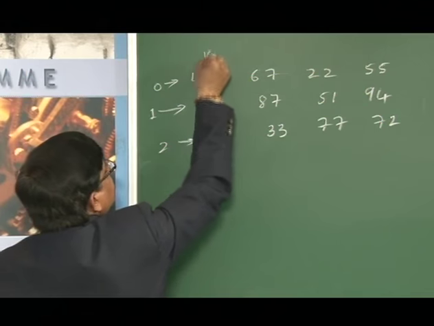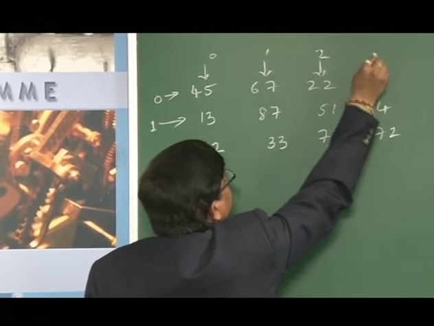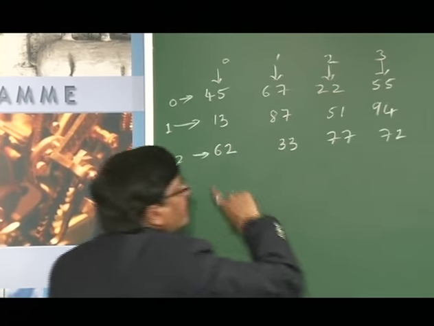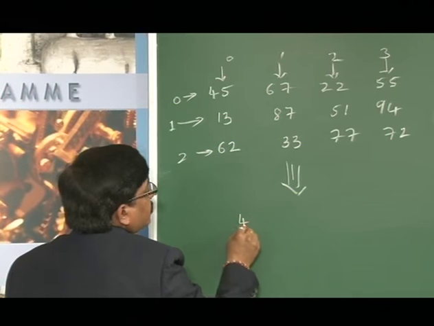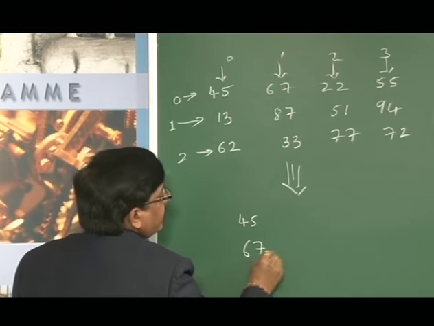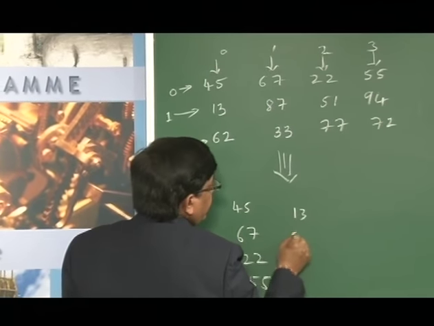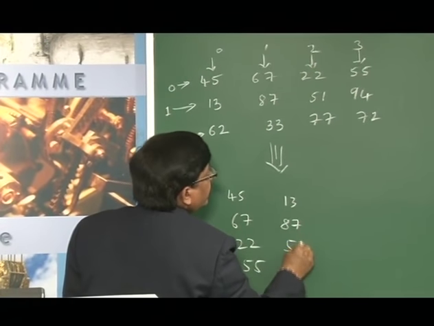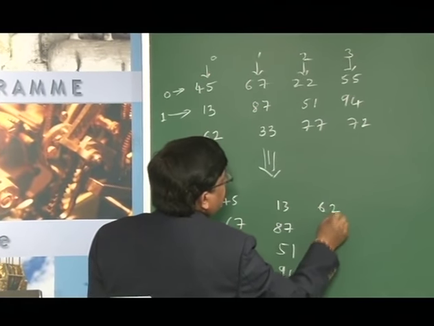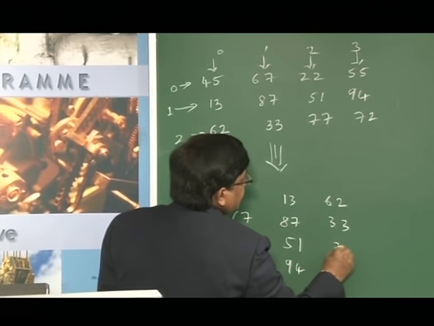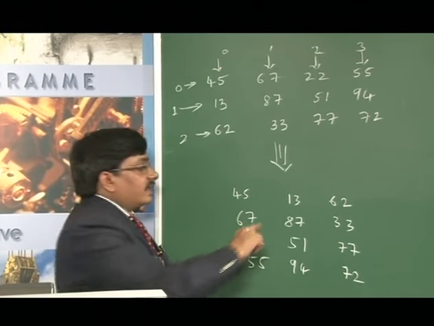This is the 0th column, this is the first column, this is the second column, and this is the third column. And when we are trying to get the transpose, the elements we get here are 45, 67, 22 and 55, and here we get 13, 87, 51, 94. And the last column we get is 62, 33, 77, 72. And when we are displaying the elements, we display them row wise.